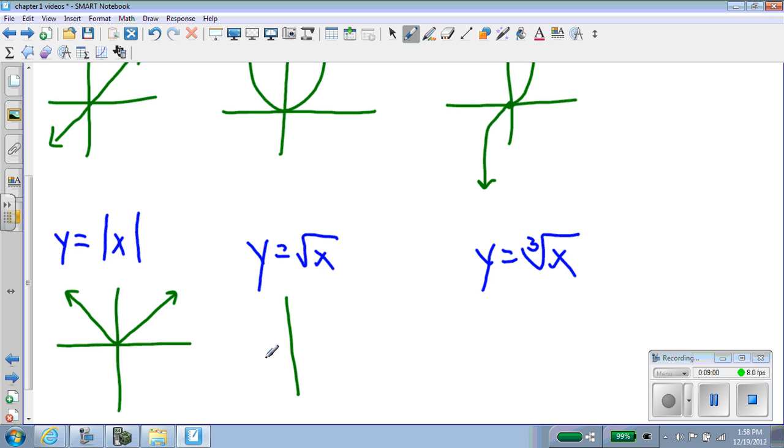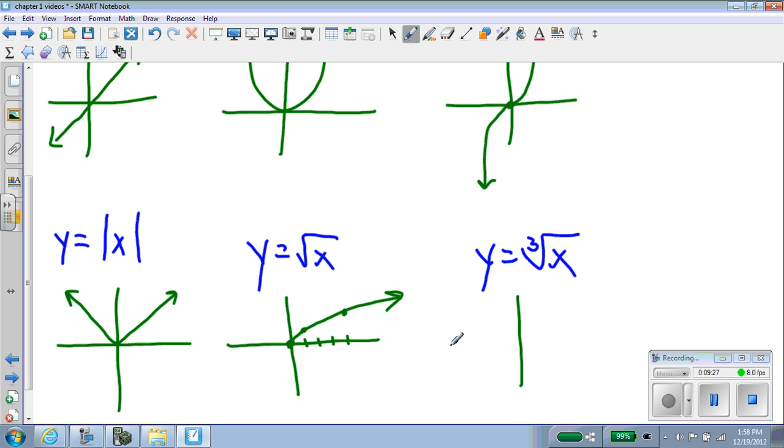Y equals the square root of x. Well, we're not taking the square roots of negative things. Those are imaginary. So the first thing I could take the square root of is 0. And then the square root of 1 is 1, and the square root of 2 is ugly, and the square root of 3 is ugly, and the square root of 4 is 2. The next one that's nice is the square root of 9. So it does sort of a slow rise out this way.